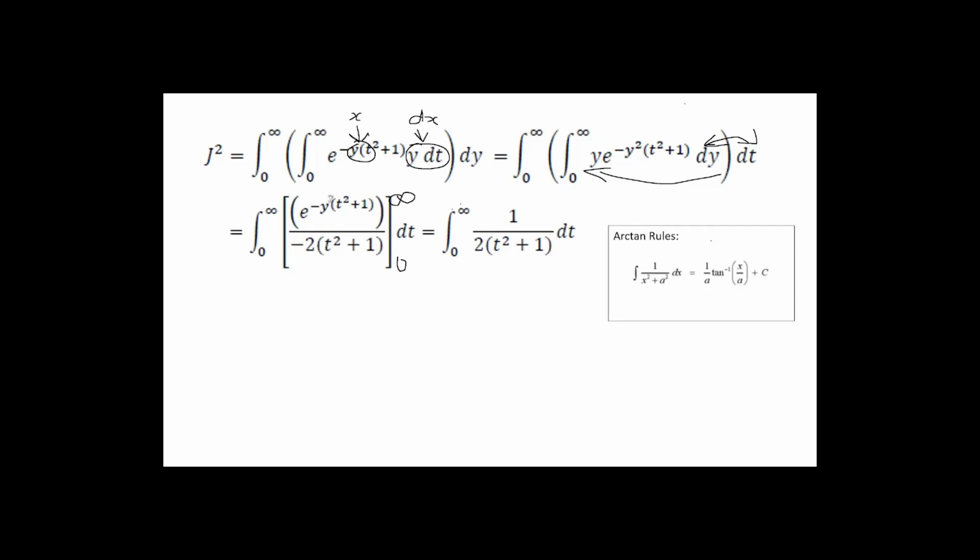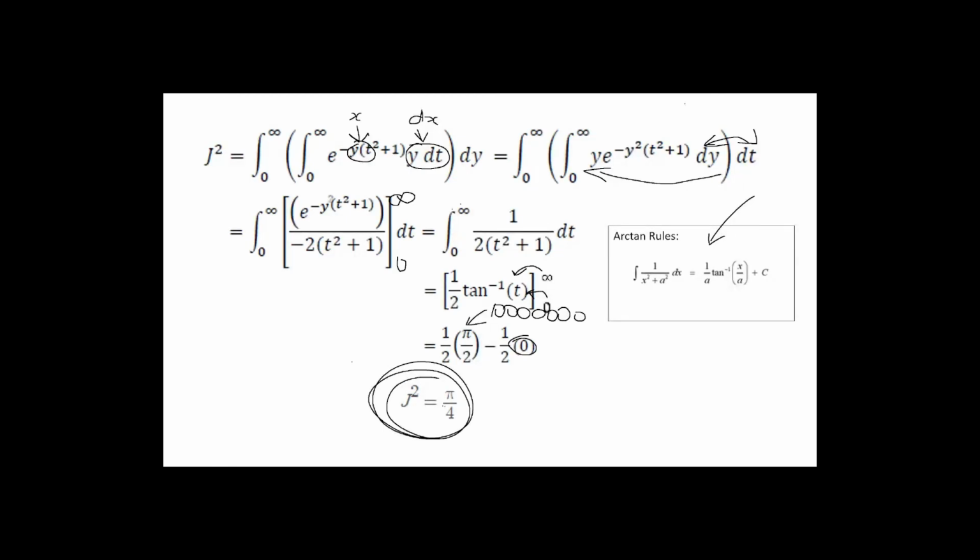And from here we can apply this arctan rule to integrate as such, which becomes half tan inverse t from 0 to infinity. And from here we just substitute infinity, which can be done by substituting a very large number, which becomes pi on 2, and 0, which becomes 0, and altogether j squared equals pi on 4, and from there we bring the square over, square root this, which becomes j equals square root of pi on 2. And that concludes my proof.